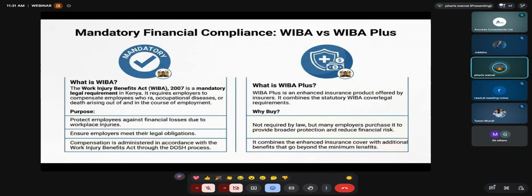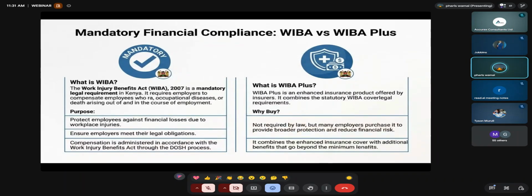So WIBA is mandatory. What is not mandatory is WIBA Plus, which is always an example. WIBA Plus is basically an enhanced insurance product from the insurance companies, which is maybe a top up from WIBA. So a very good example of how WIBA is different from WIBA Plus.